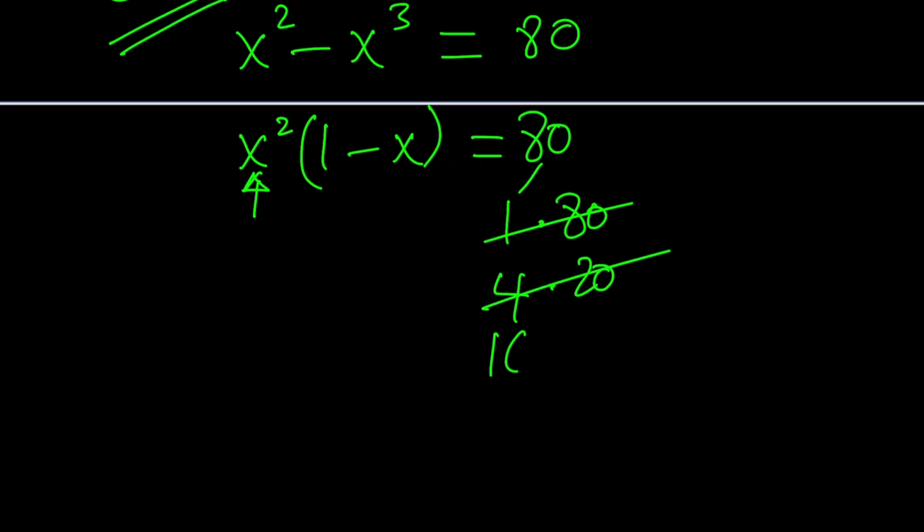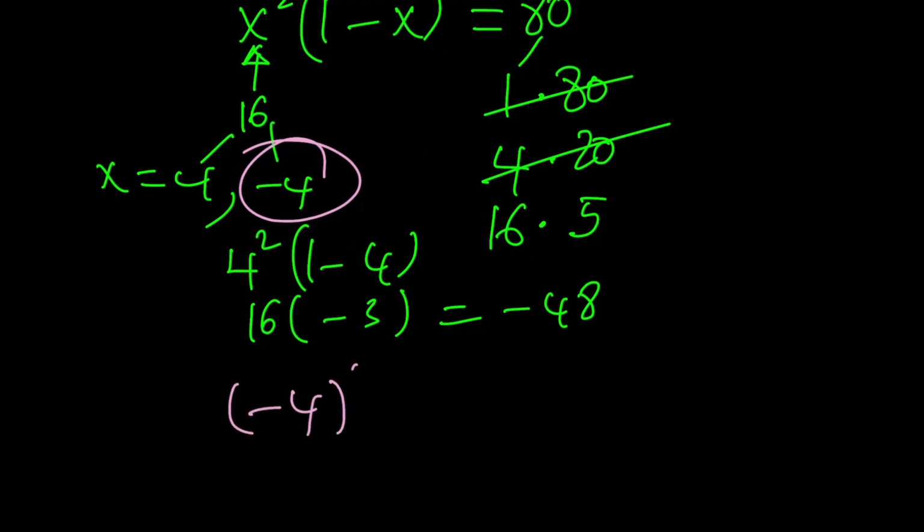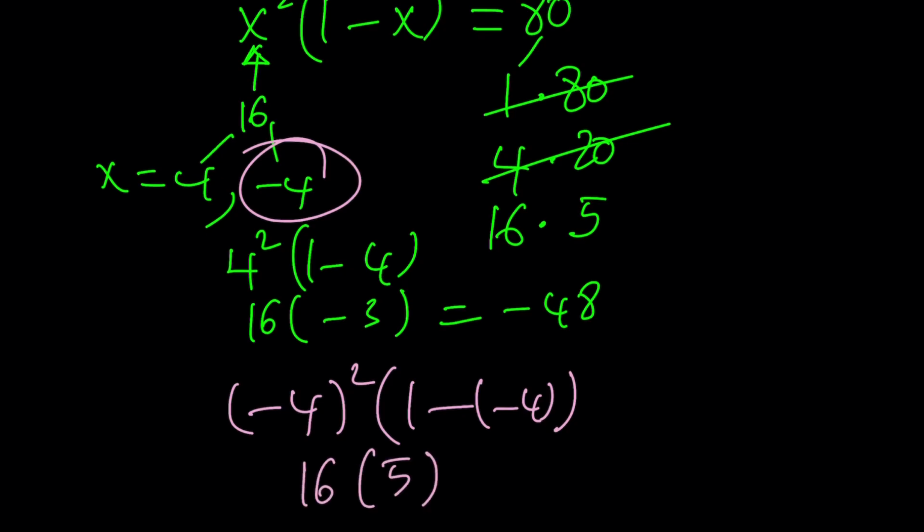The next one is 16 because 9 doesn't go. 16 times 5. And if x squared is 16, that means x is 4 or negative 4, right? But if x is 4, 4 squared times 1 minus 4 is 16 times negative 3, which is negative 48. I need 80. So what am I supposed to do? Go with negative 4. Because if x is negative 4, negative 4 squared times 1 minus negative 4 is going to be 16 times 5, which is 80. Yay, Houston, we have a solution. And that is x equals negative 4.